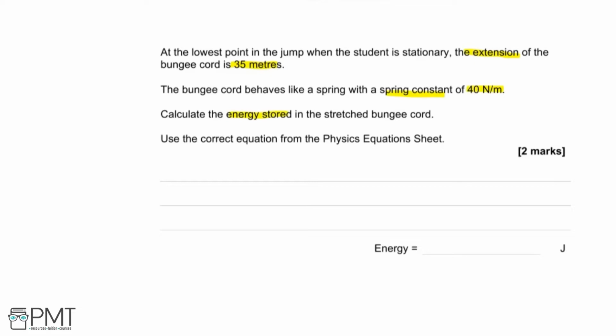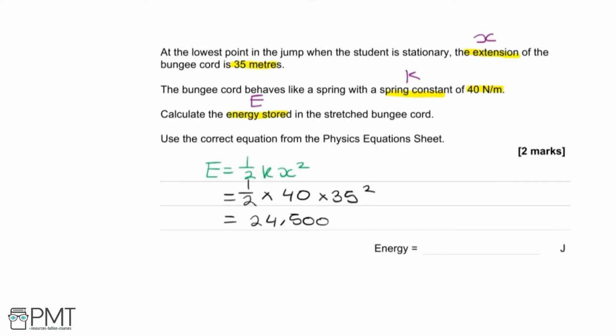Okay, so we need to find out our equation, and the values we have are an extension and a spring constant, and we need to find energy stored. So if we look at the physics equation sheet, we can find the equation E equals half kx squared, and we have all the information we need. Our units don't need to be converted, so we can sub the values straight into the equation. If we type that into our calculator, we get 24,500 joules. We're asked to give the answer in joules, so it's 24,500.